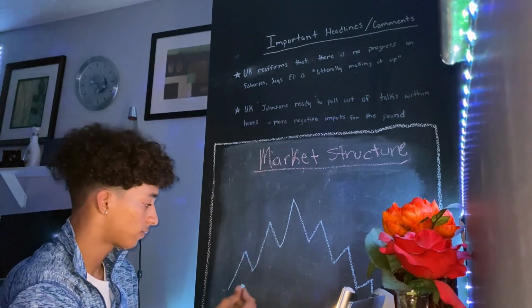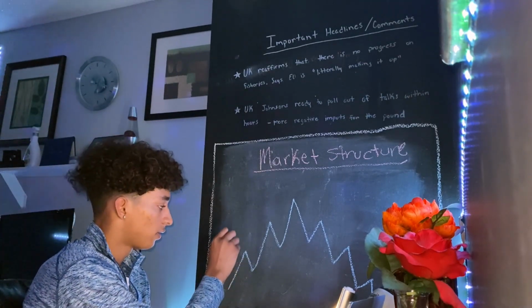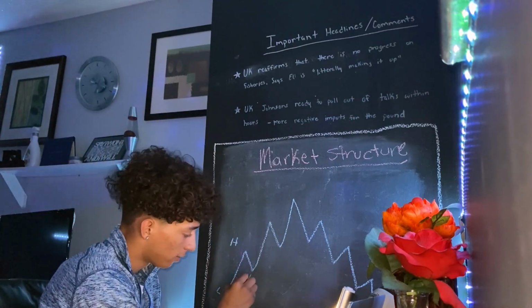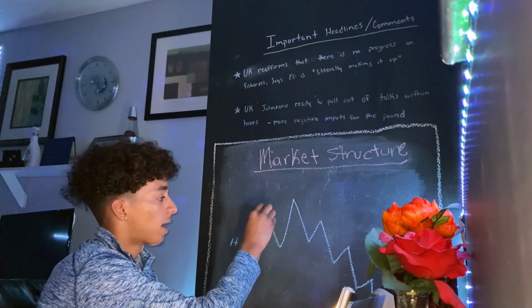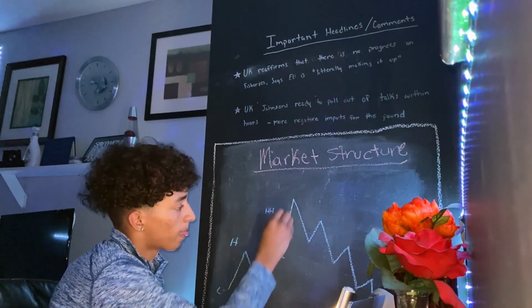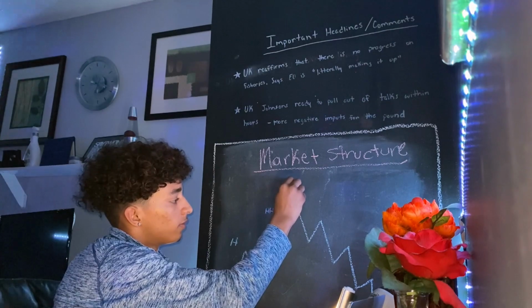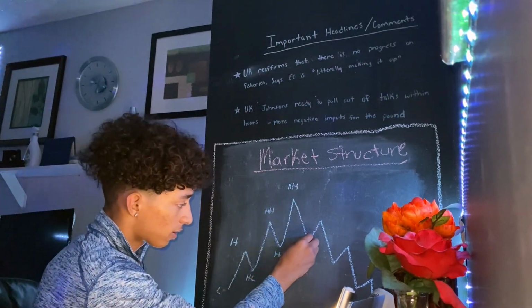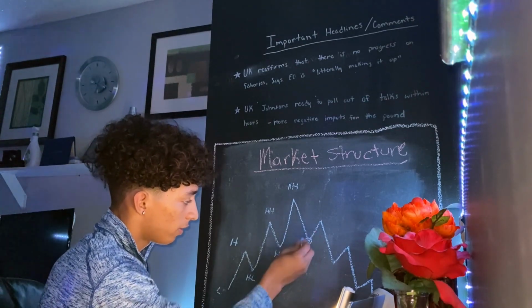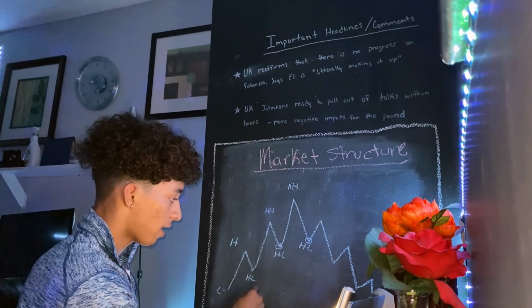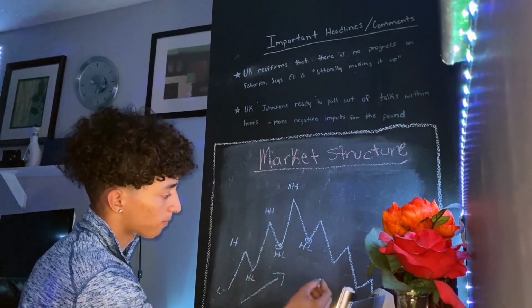What does this look like? So this is a low, right? And this is a high. This is a higher low, higher high, higher low, higher high, higher low, right? This is still a higher low because this higher low is still higher than the previous higher low, right? So it's still signaling an uptrend, right?